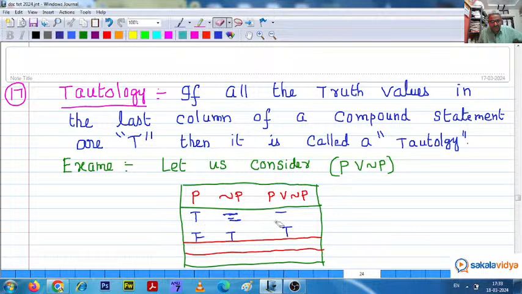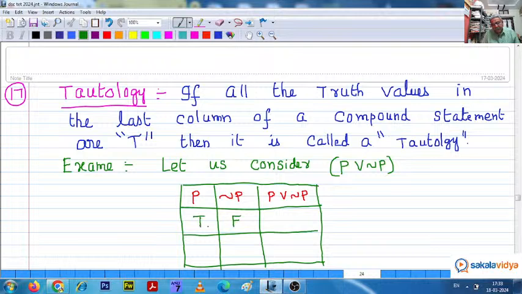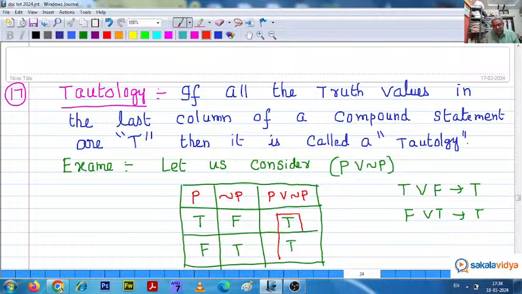Wait one minute, I will write. See, this is true, this will be false, negation of P. True or false is true. Next, for example, this is false, negation of P is true. So, false or true will be true. So, true only. Just check the last column. The last column of this table is always true.